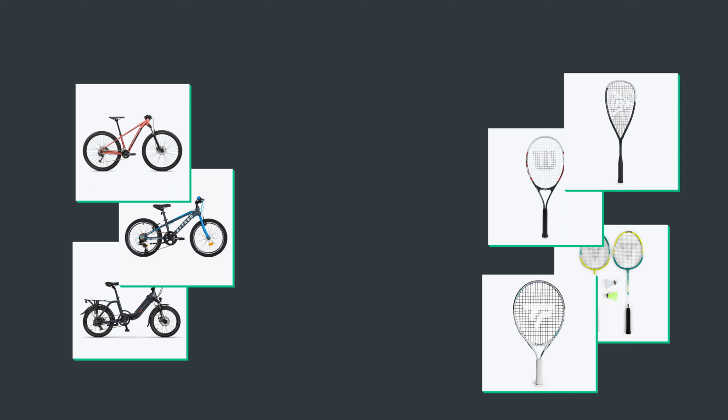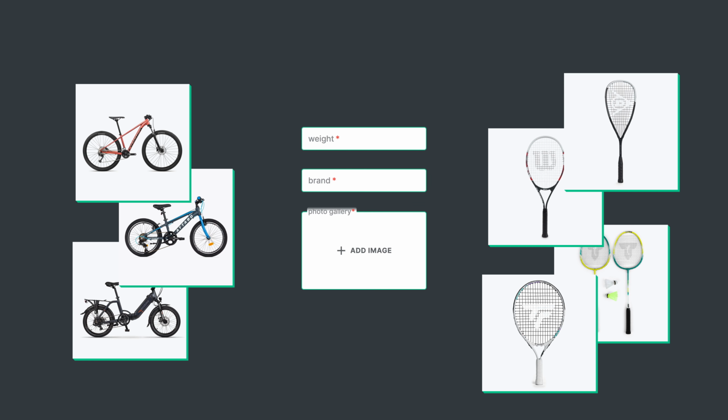It's a good practice to create templates and attributes in such a way that allows them to share as many of the same attributes as possible. This also makes them easier to manage. For example, a bicycle template will have unique attributes such as the frame size, while a tennis racket template will have unique attributes such as string type. However, most of the templates will probably share the same attributes such as the weight, brand, and the photo gallery.